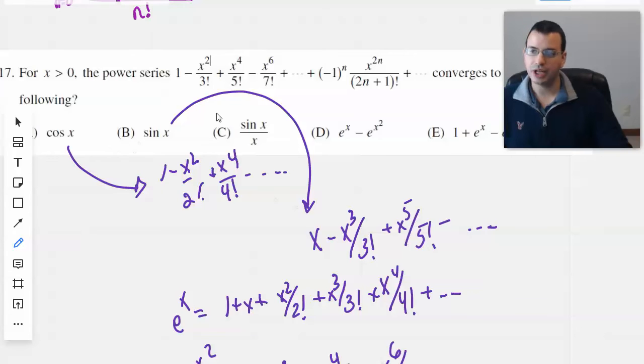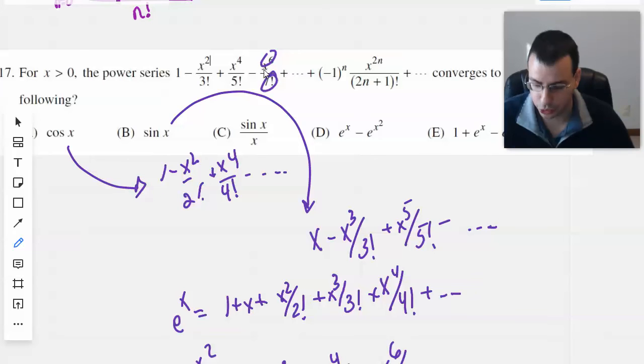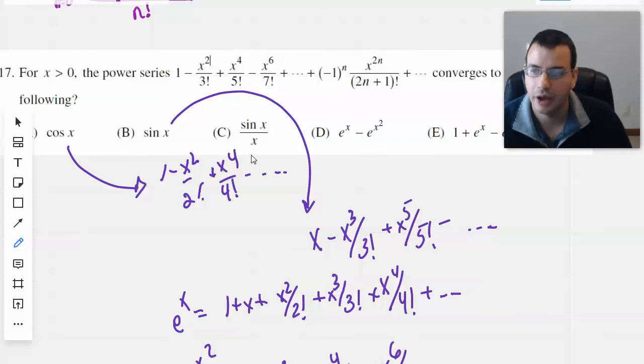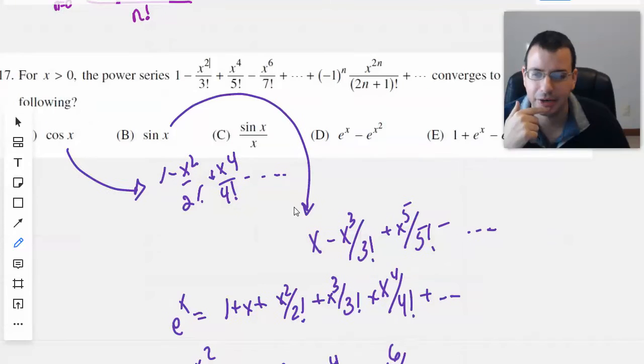So it's not sine of x, it's not cosine of x, because cosine of x has the same numbers. Sine of x and cosine of x have the same number for the exponent and the denominator factorial. If we try this one, we get sine of x, which is x minus x cubed. Oh, that might, okay, I think that one works.